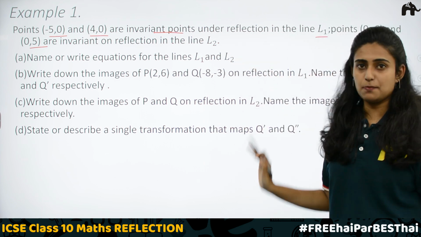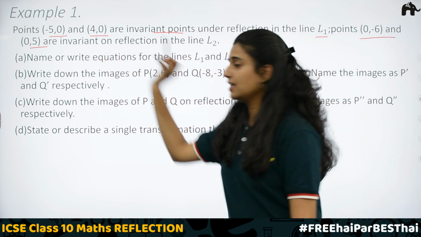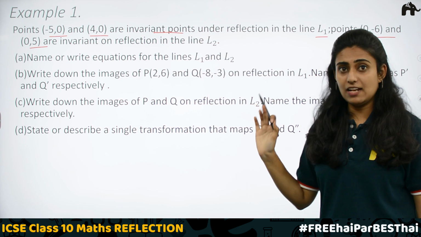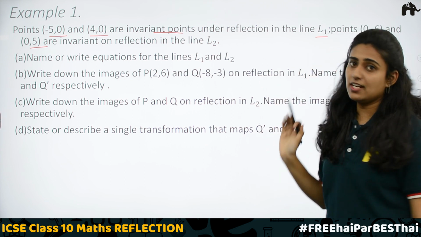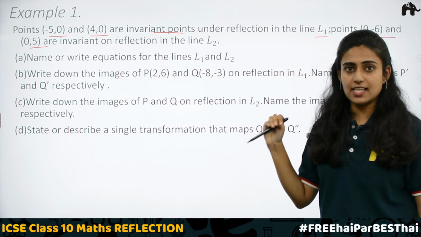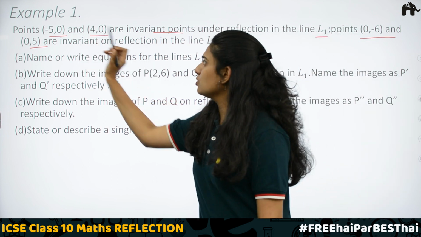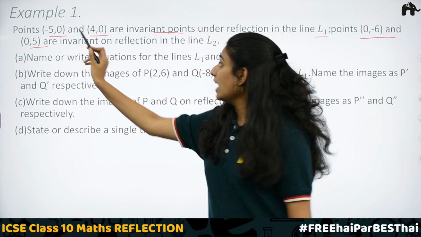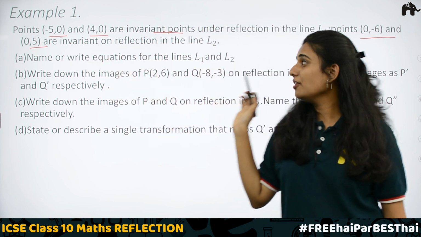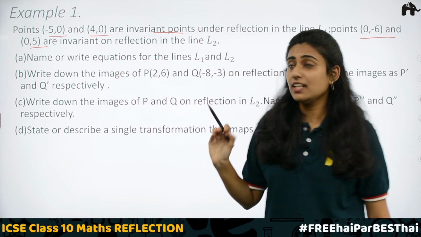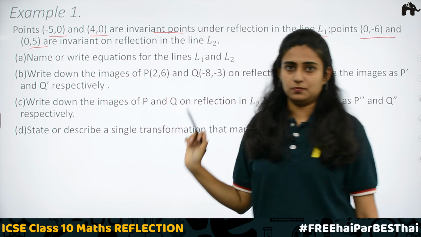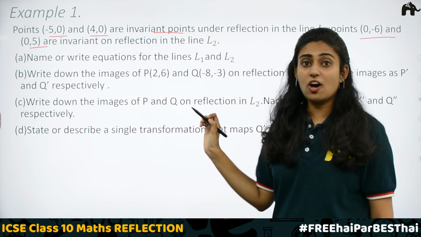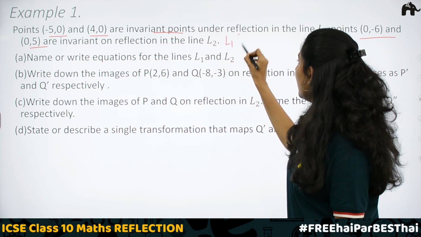Okay, come to the first part. Here we have 2 points given. They are invariant under reflection in the line L1. Let us find what the line L1 is. We have 2 axes, x-axis and y-axis. Just check these 2 points. Here we have x coordinates different and the y coordinate is 0. On which axis do we get y coordinate 0? Y coordinate is 0 along the x-axis. Okay, we got L1 as x-axis.